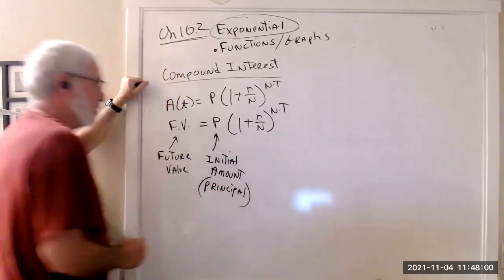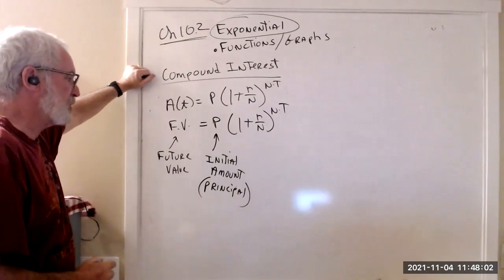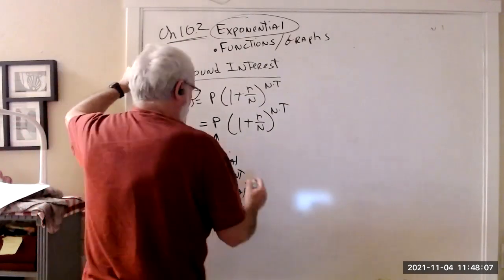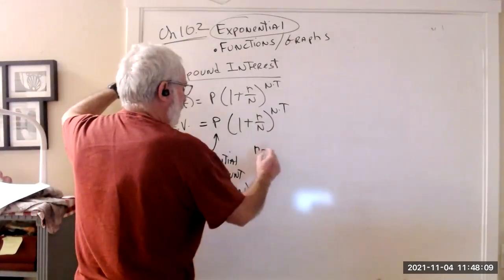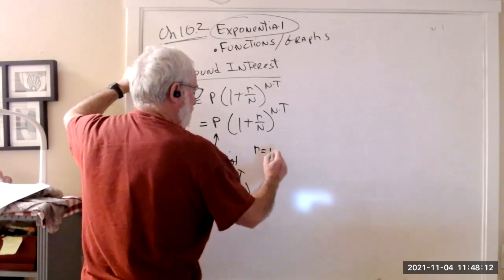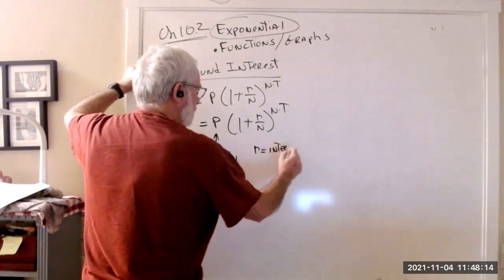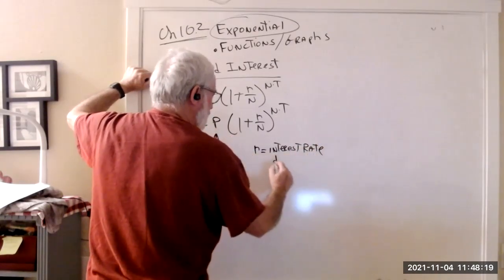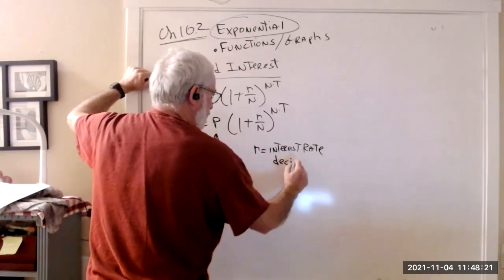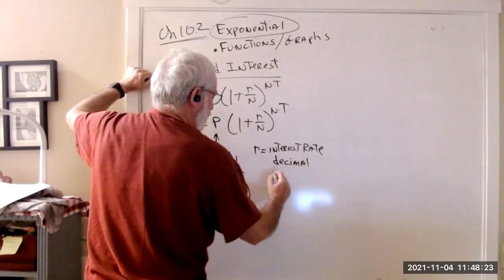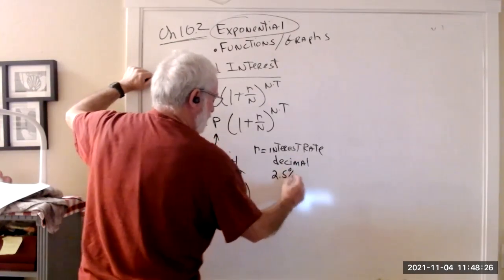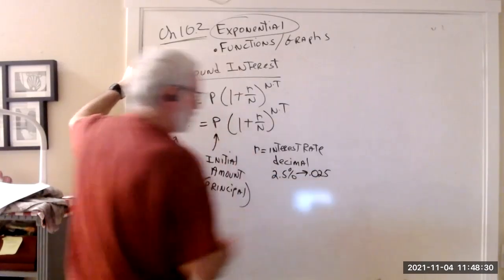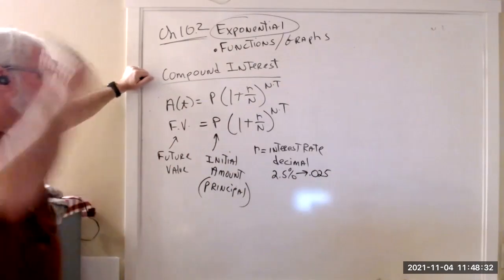How much money are you putting in? P is the initial amount of money that you started with. R, little r, is the interest rate, very important, as a decimal. So if we tell you the interest rate is 2.5%, you have to use 0.025. You have to convert it.